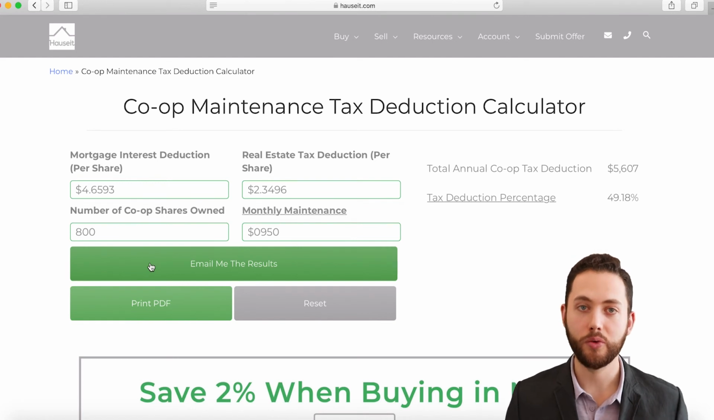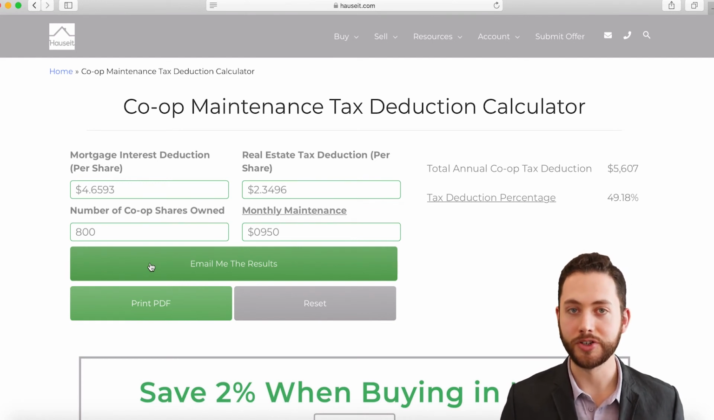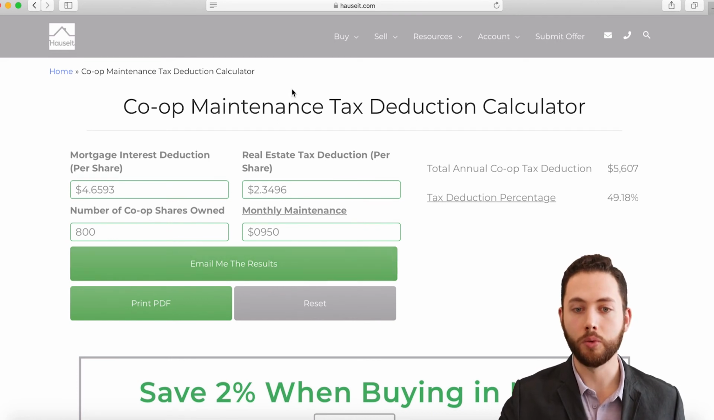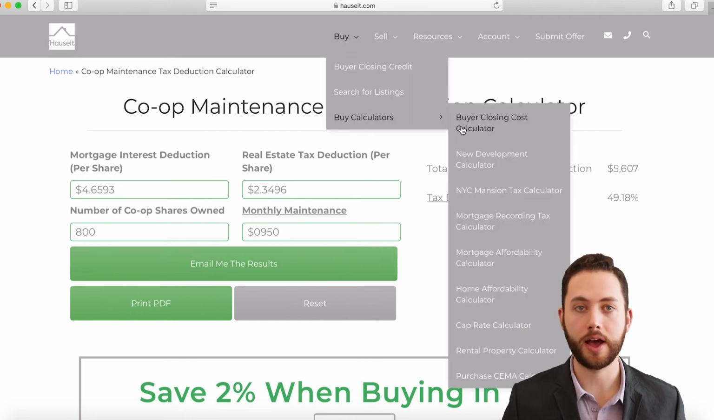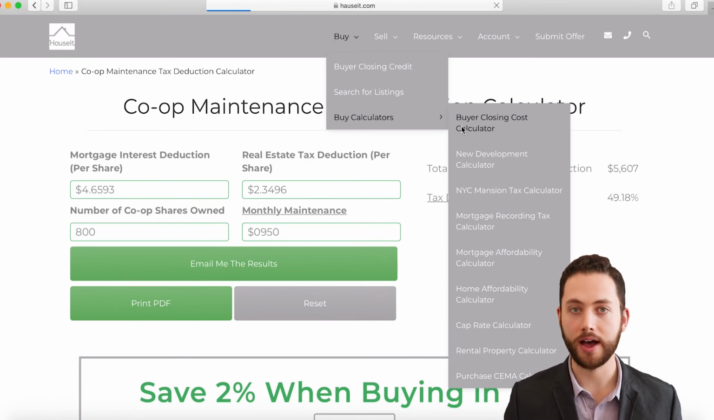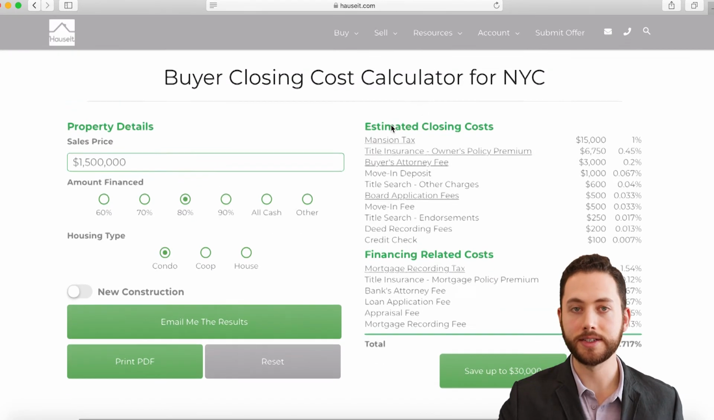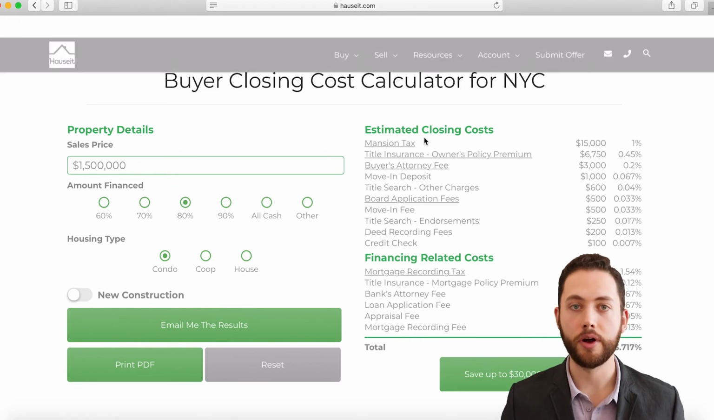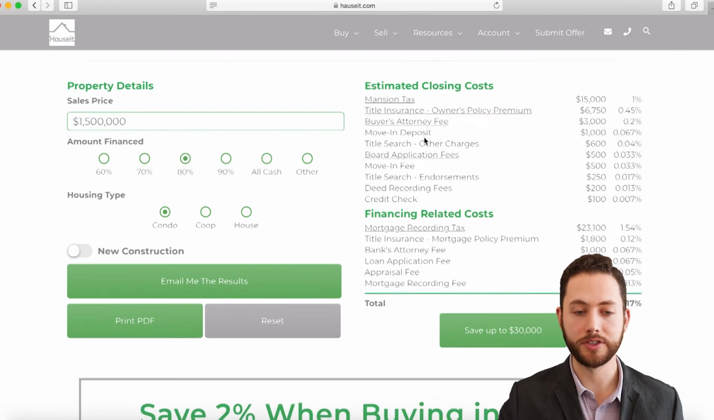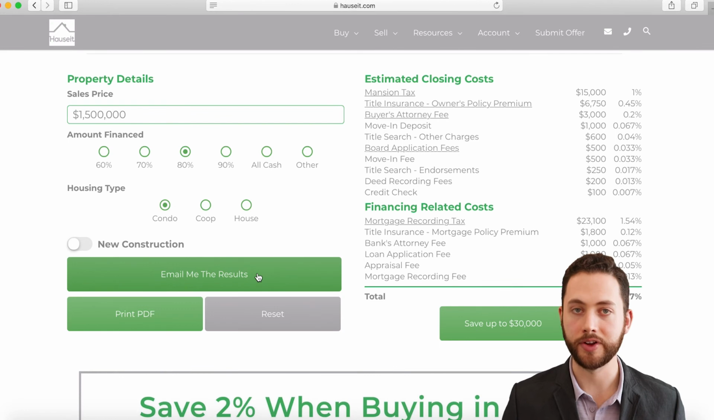And before we let you go, we would love to also remind you that we have a number of other calculators on the Hauseit website. Two big ones. One is the buyer closing cost calculator. So that is super helpful. Closing costs for buyers in the city are really high. They're anywhere from 2 to 6% depending on property type and whether or not it's new development. But this gives you a very nice itemized explanation of what you might expect to pay. And you have similar functionality for emailing it and saving down a PDF.